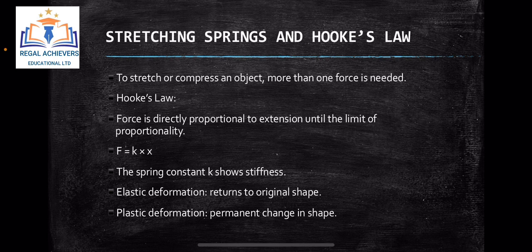Stretching springs and Hooke's law. To stretch or compress an object, more than one force is needed. And Hooke's law makes us understand that the force is directly proportional to extension until the limit of proportionality. So that's why we have force equals what? The constant times the extension, which is represented with x or e. So the spring constant k shows the stiffness. With elastic deformation the object returns to its original shape, and with plastic deformation a permanent change happens in the shape.